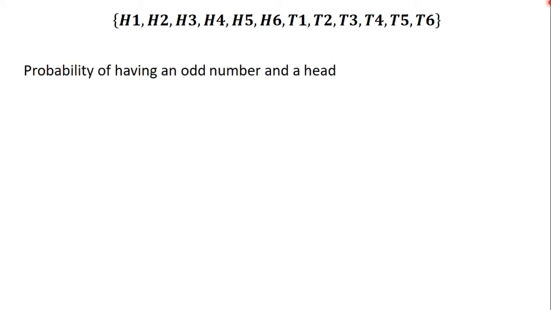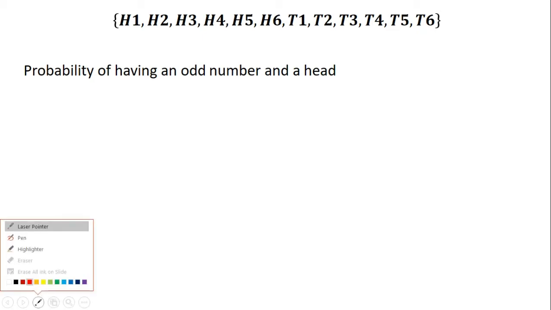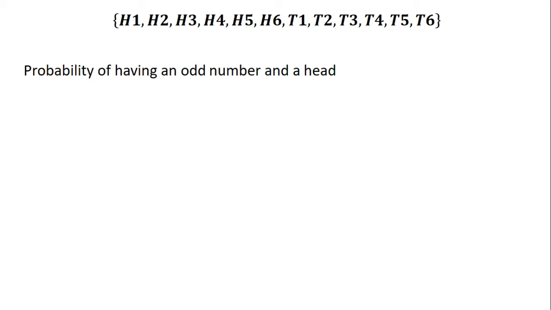The first question says that we should find the probability of having an odd number and a head. An odd number and a head. So we come to this sample space and we look for an odd number and a head. Remember, odd numbers are numbers that are not divisible by 2. So 1 is an odd number. So we have a head attached to 1 here.